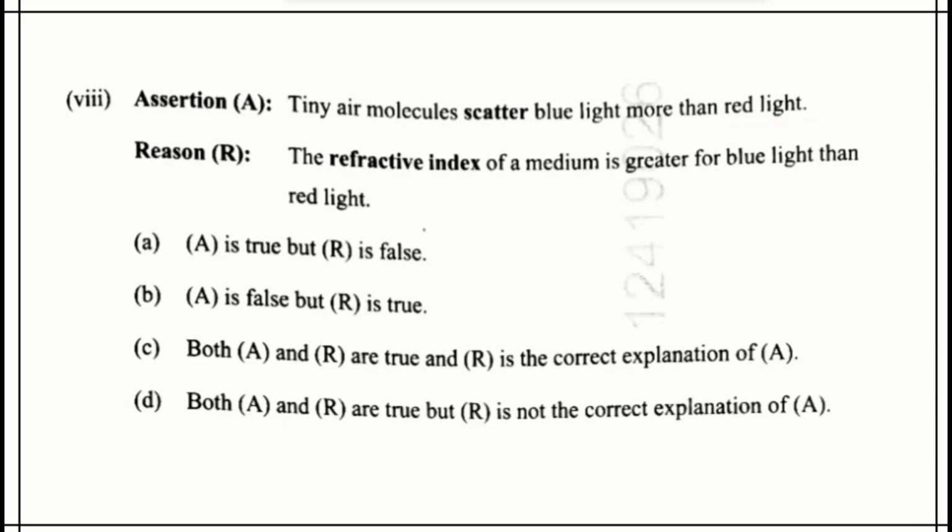Next, question number 8, assertion reason question. The assertion is tiny air molecules scatter blue light more than red light. So in this case, blue light has greater frequency and less wavelength in comparison to red light, and as a result the scattering intensity is proportional to 1 by lambda to the power 4. So in this case tiny air molecules scatter blue light more than red light. So this assertion is correct.